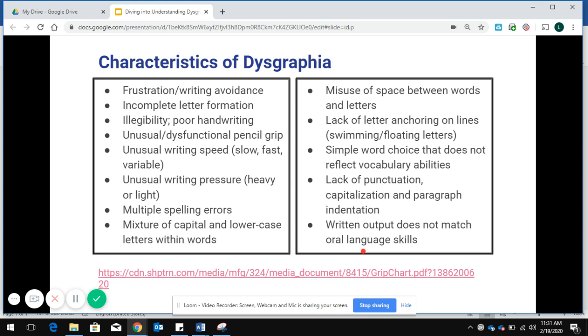They are going to demonstrate simple word choice that does not reflect their vocabulary abilities. So students with dysgraphia have great verbal abilities. When they're talking, they can use very high vocabulary, but when they're writing, they prefer to use simple words because they're just easier to spell and it takes less time for them. Because remember, handwriting is a frustrating task for them. We could also see lack of punctuation, capitalization, and paragraph indentation. And definitely the written output does not match the oral language skills.